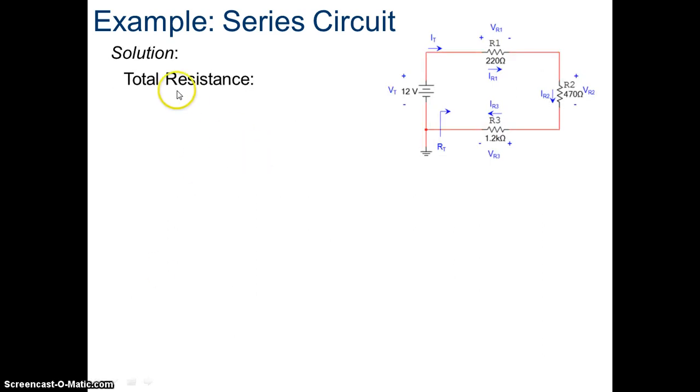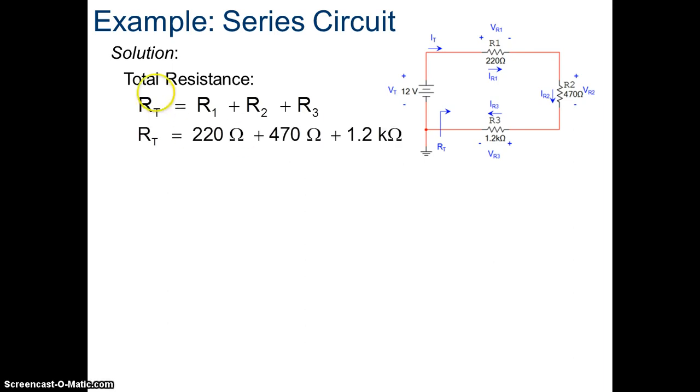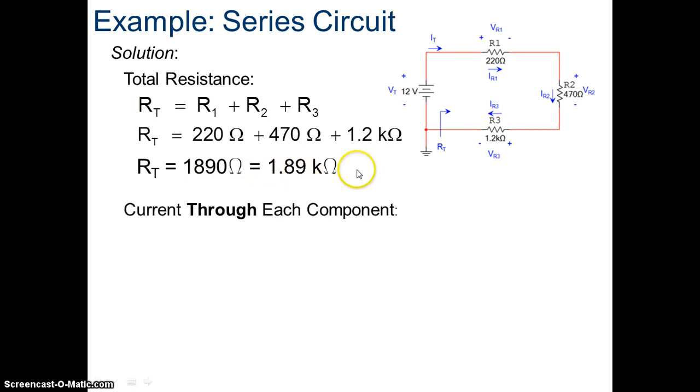So we want to find a couple things. First, we want to find our total resistance. This is easy to do in a series circuit because in a series, all we have to do is add the three resistances that we have. So we have 220, 470, and 1.2 kilo ohms. Our total resistance is going to equal 220 plus 470 plus 1.2 kilo ohms, and make sure that when you add this, you change this to 1200. So now my total resistance is going to end up being 1890 ohms or 1.89 kilo ohms.